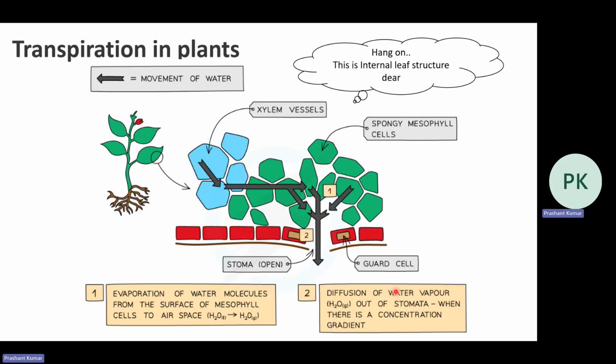So how is water moving? Evaporation of water molecules from the surface of mesophyll cells, so water is going out in the form of a gas. Diffusion of water vapor, that means gas form H2O, out of the stomata when there is a concentration gradient. So you can see in 1 and 2 how the molecules of water are moving.